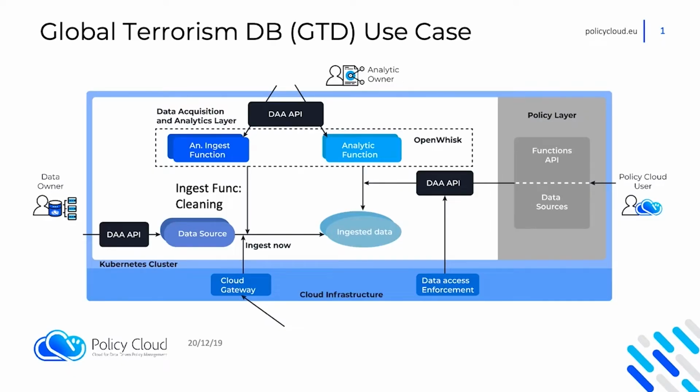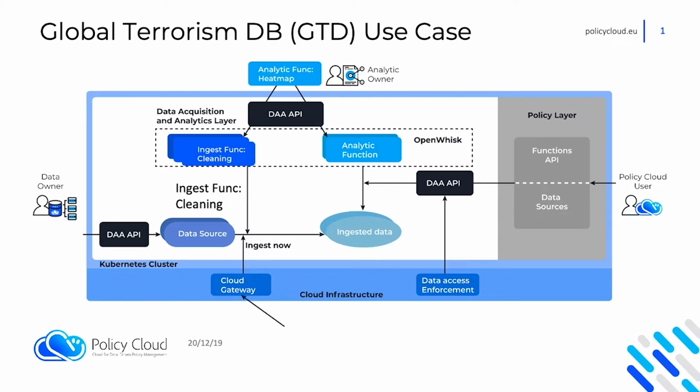In this demo, we will show the radicalization incidents use case and the Aragon sentiment analysis use case running end-to-end on the Work Package 4 Data Acquisition and Analytic Layer (DAA) serverless environment. The DAA layer is built on OpenWhisk and exposes a REST API for analytic owners to register, update, list, and apply two types of analytic functions, ingest and analytic, and REST APIs for data owners to register and list two types of data sources, ingest and stream.